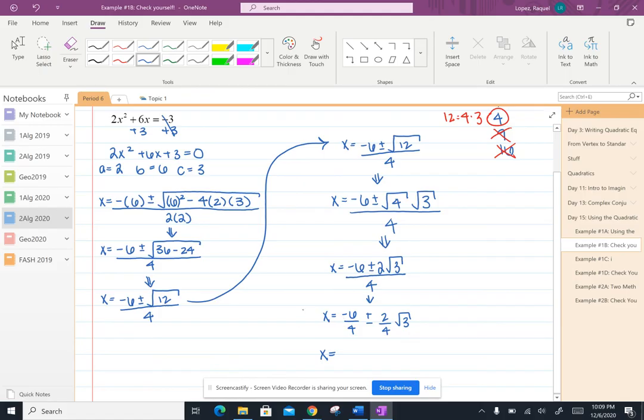Well, when I simplify negative 6 over 4, I get negative 3/2 plus or minus 1/2 root 3. So that is my answer. Now, again, if you need to separate it for the textbook, you might write that as x equals negative 3/2 plus 1/2 times root 3, and x equals negative 3/2 minus 1/2 times root 3. So these are our two answers.